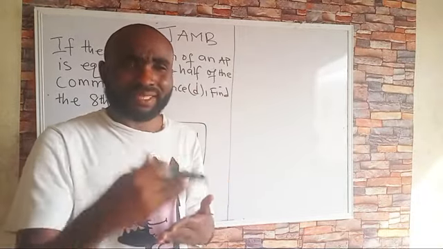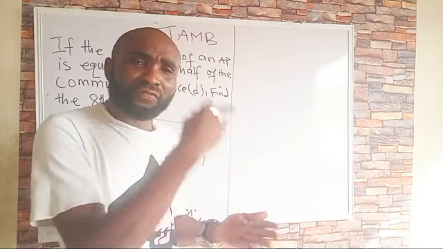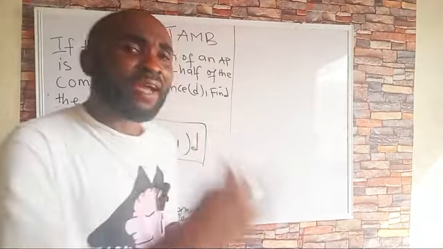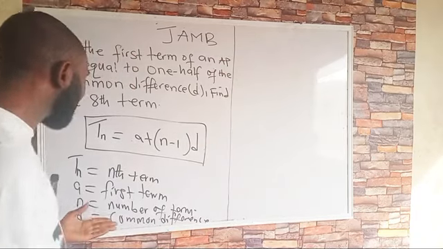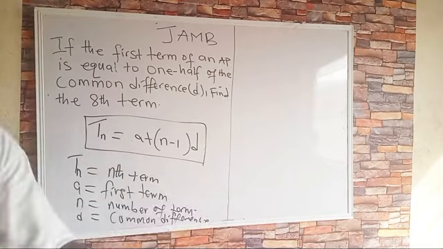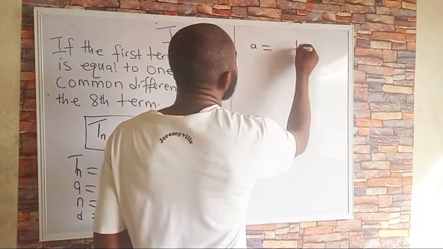Now the question says that if the first term is equal to half of the common difference, you need to understand this question very well to be able to solve it. I think it's very simple. If the first term is equal to half of the common difference, you should find the 80th term in that particular sequence. So after understanding that a is the first term and a is equal to half of the common difference, which means a is now equal to d all over 2.